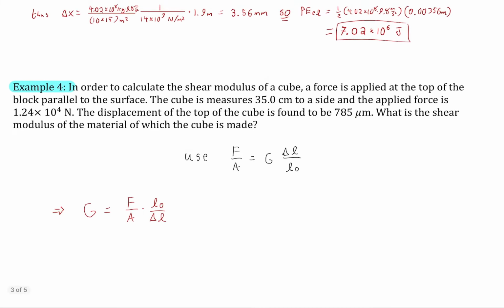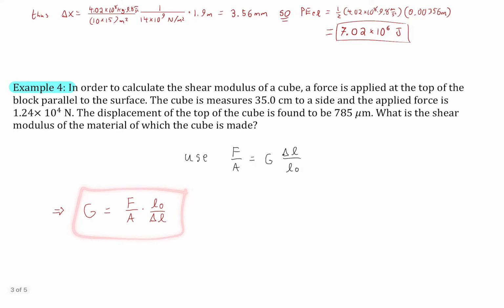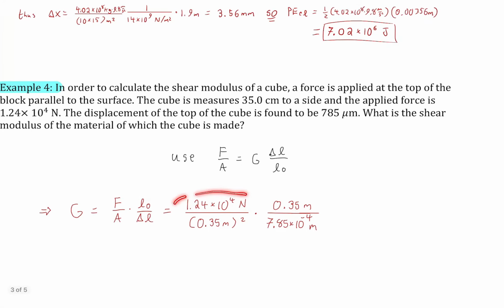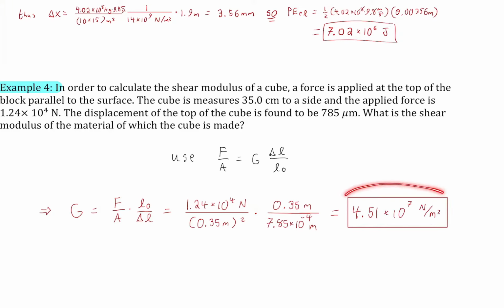All right, so we'll go ahead and solve for G symbolically, and then we'll plug in everything that we know. All right, so we know the force. This is very much a plug and chug. We know the cross-sectional area because it's just length times length on one of the sides. We know that the original length would have been none other than that same 0.35, so we can actually cancel out one of these. And then we're dividing by the change, the 785 microns, which becomes 7.85 times 10 to the negative 4 meters. And there we have it. There is our shear modulus for this particular material.